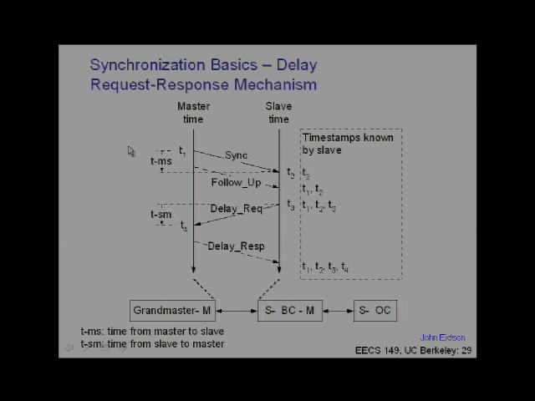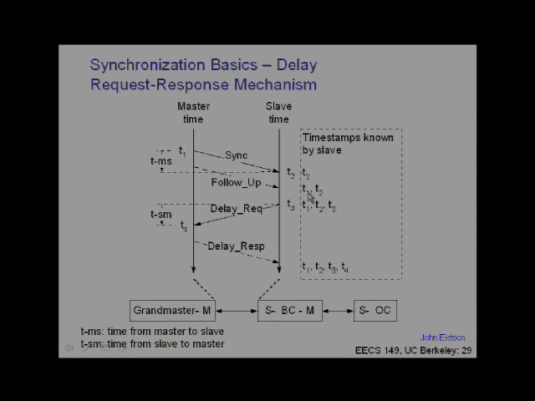Then the master sends a follow-up message, and the follow-up message contains the value of T1. So the master records the value of T1, and it sends it in a second message. That's called the follow-up message. So when the slave receives the follow-up message, the slave knows T1, and it also knows T2.